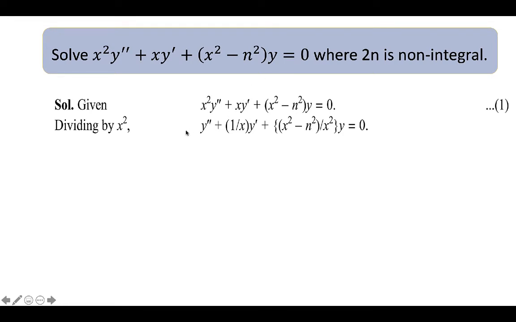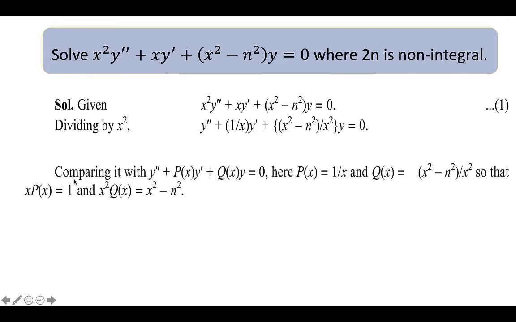Divide the given equation by x² to get a differential equation of the form y'' + p(x) y' + q(x) y = 0. Then we have p(x) = 1/x and q(x) = (x² − n²)/x².